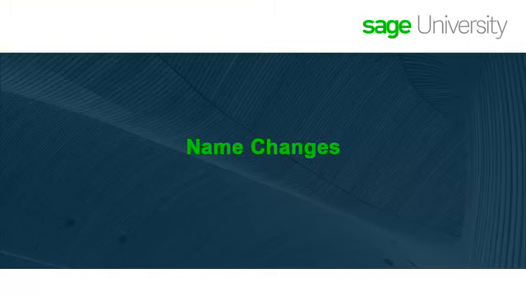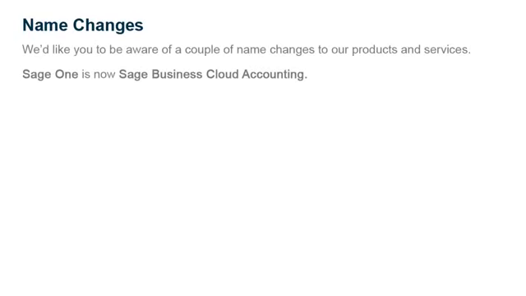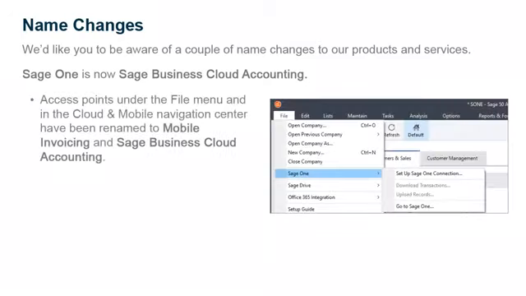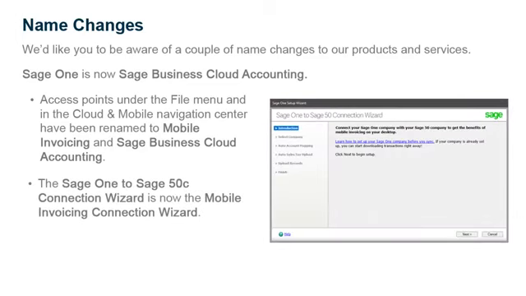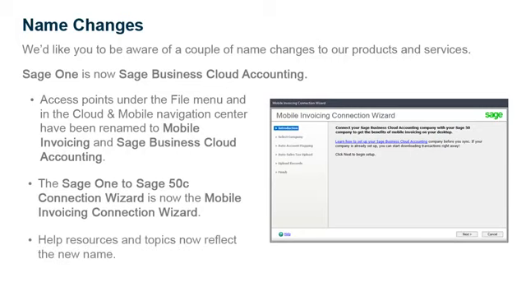We'd like you to be aware of a couple of name changes to our products and services. Sage 1 is now Sage Business Cloud Accounting. This rebranding affects Sage 50C in the following ways. Sage 1 access points under the File menu and in the Cloud and Mobile Navigation Center have been renamed to Mobile Invoicing and Sage Business Cloud Accounting. The Sage 1 to Sage 50C Connection Wizard is now the Mobile Invoicing Connection Wizard. And all help resources and topics now reflect the new name.